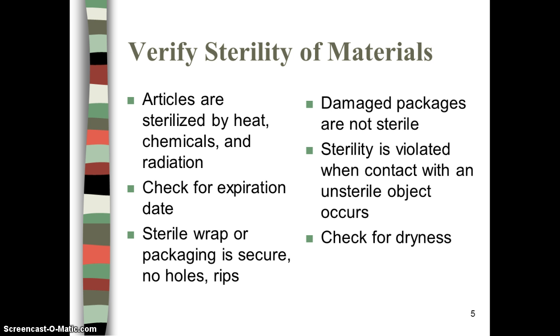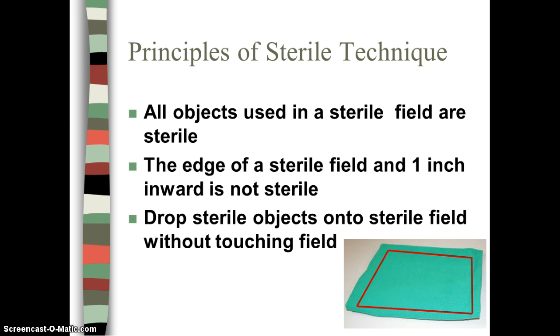Sterility is violated when an unsterile object contacts a sterile object. It seems awfully simple, but that's the basic premise of maintaining sterility. You also want to check for dryness, as you know, because wicking also wicks microorganisms.